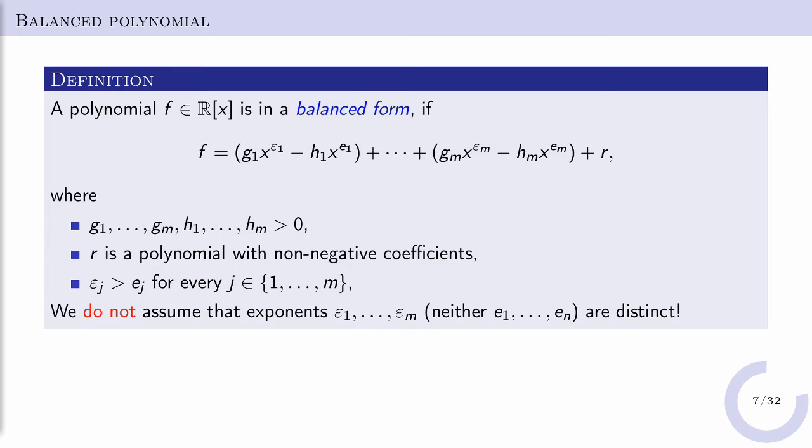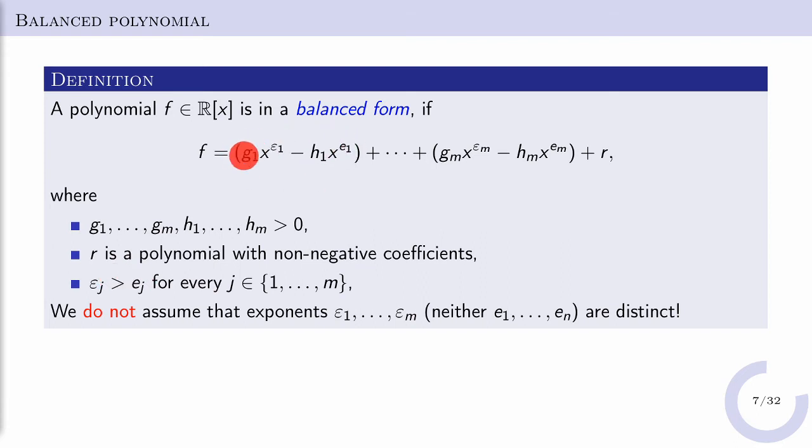I will present now this Stefanescu theorem, but before I do that, I need to introduce a new term. We will say that a polynomial f is written or presented in a balanced form if we write it in the following way: as a sum of such binomials, g_i x^{e_i} minus h_i x^{e_i}, such that all these coefficients g_i and h_i are strictly positive, and the exponent of g_i is strictly greater than the exponent of h_i.